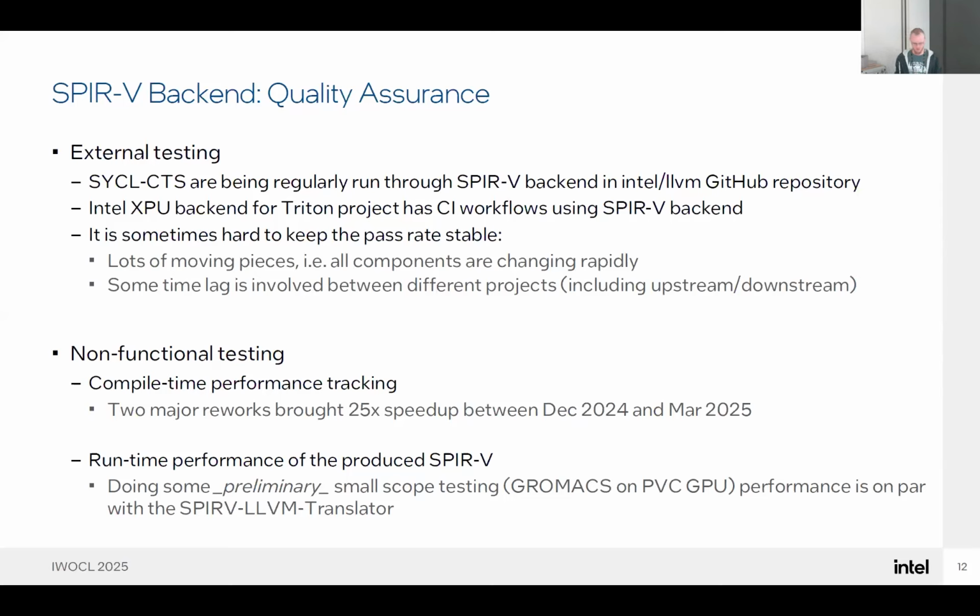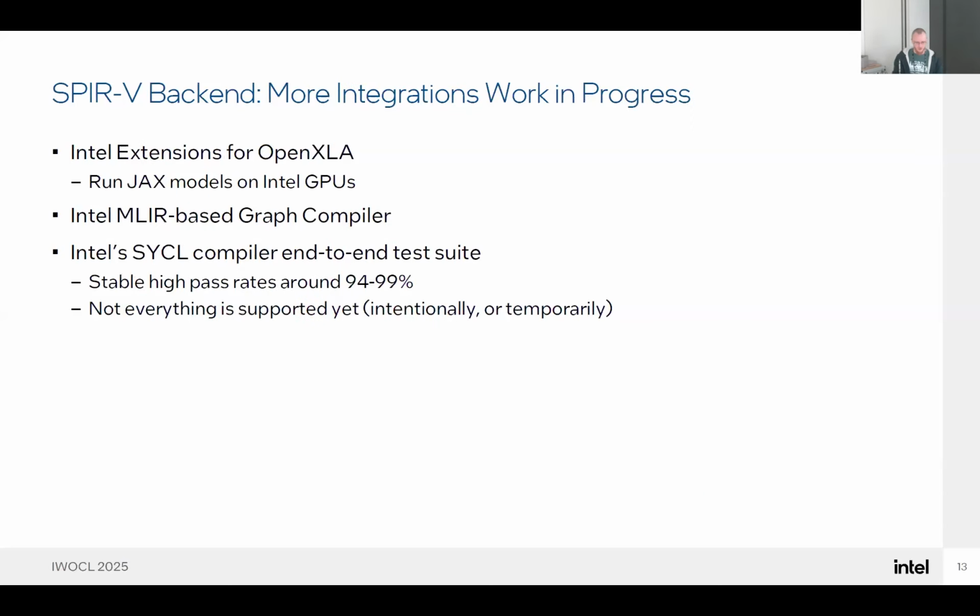Some very, very preliminary testing was done to assess the performance of the generated SPIR-V. So what do we generate? Does it make sense or not? We just took a single benchmark on some PVC GPU, and on par, we haven't found any drastic difference. It was within a margin of error. But once again, it was very preliminary testing, of very small scope, and more work should be done on that.